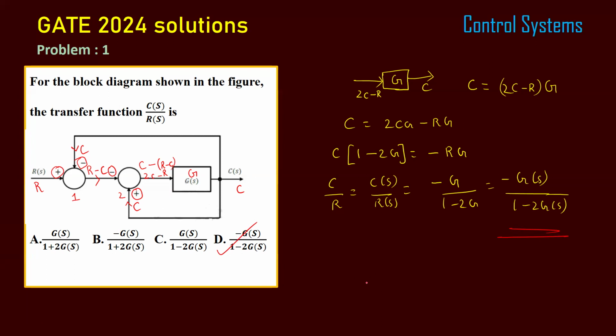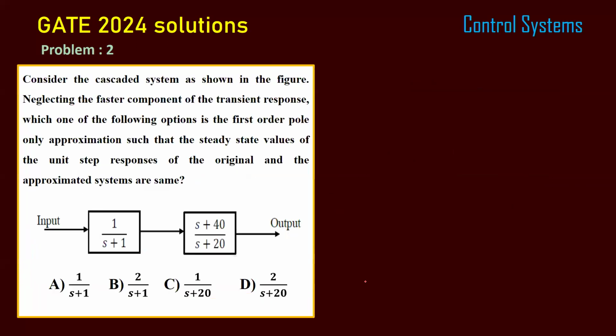Let me move to the second problem given in the electrical paper. First, I will read out the problem. Consider the cascaded system as shown in the figure. Neglecting the faster component of the transient response, which one of the following options is the first order pole only approximation such that the steady state values of the unit step responses of the original and the approximated systems are same. The topic is the dominant pole approximation method, dominant pole zero approximation method.